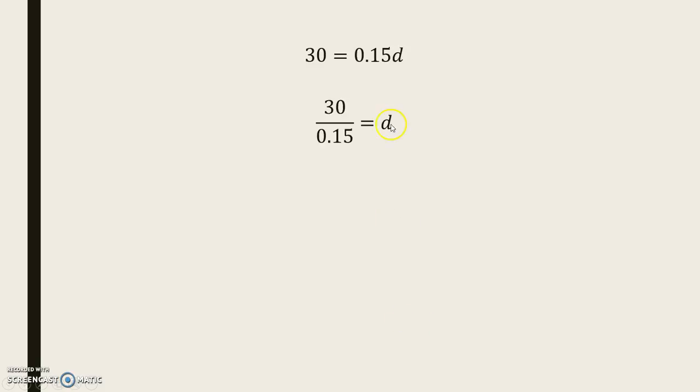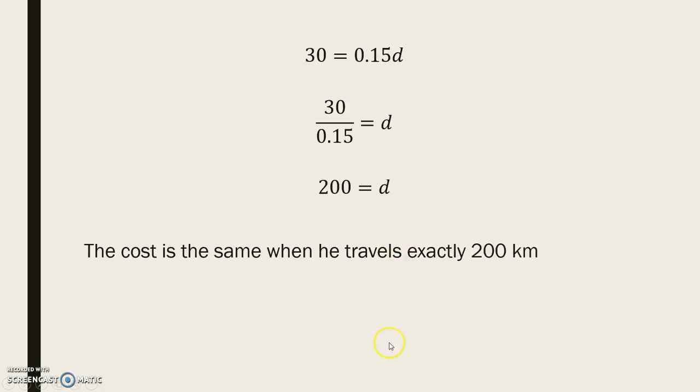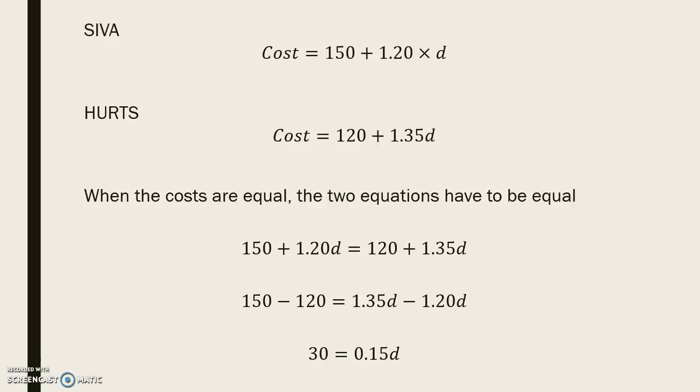So we solve that by undoing the equation, or by dividing both sides, the inverse operation, by 0.15. We end up with 200. So our answer is, the cost is the same when he travels exactly 200 kilometres, because that's what d represents. How do we check our answer? We substitute back into these equations, there and there. So put 200 in for d here, 200 for d here, and they should both end up with the same cost.